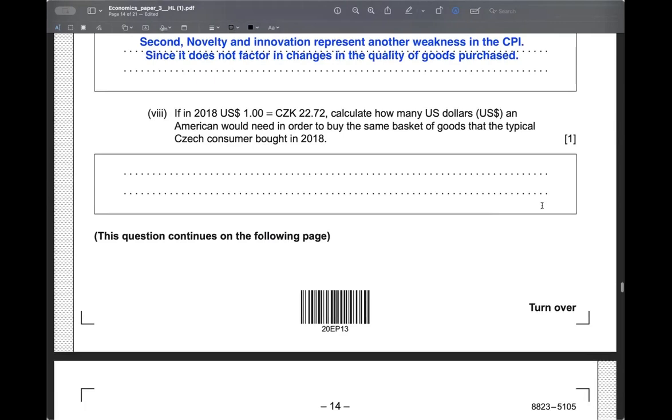Next, if in 2018 US dollar $1 was equivalent to this much amount of Kazakh currency, calculate how many US dollars an American would need in order to buy the same basket of goods that the typical Kazakh consumer bought in 2018. Very simple question. I know the typical consumer expenditure in the Kazakh Republic in 2018 from the table above, which is this, and then I know the US dollar rate, and this much.